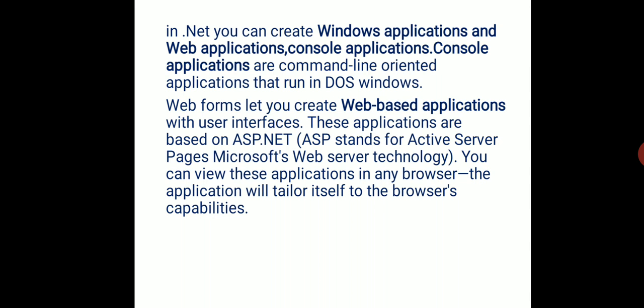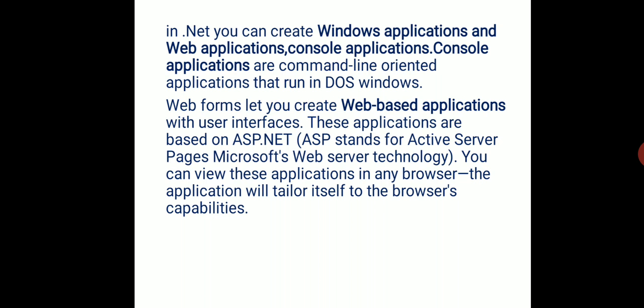That is what your VB.NET is. In the .NET framework you can create Windows applications or web applications or console applications. Console application is command line, and Windows application, that is your VB.NET Windows, means a standalone application. That means it is not connected to any network. And one more is where you can create even web applications also in .NET, that means web applications with user interfaces.